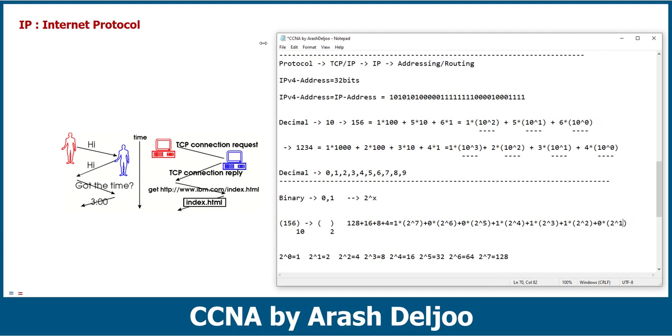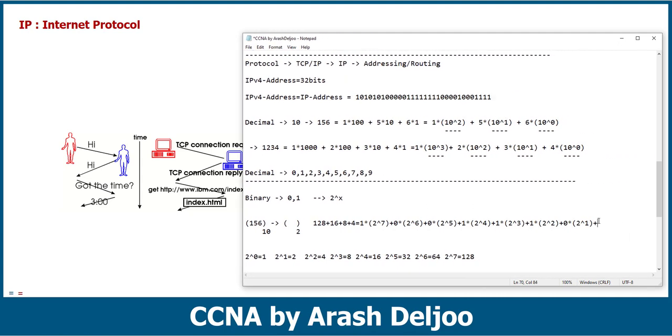Okay, and after that I didn't use the 2 to the power of 0 because of that. Let me use 0, 2 to the power of 0. That's it. Okay, now this is the binary, for example, value of 156. When we are using decimal, we use these values for the decimal value 156.